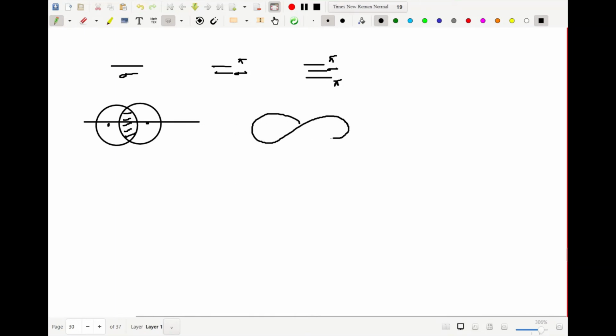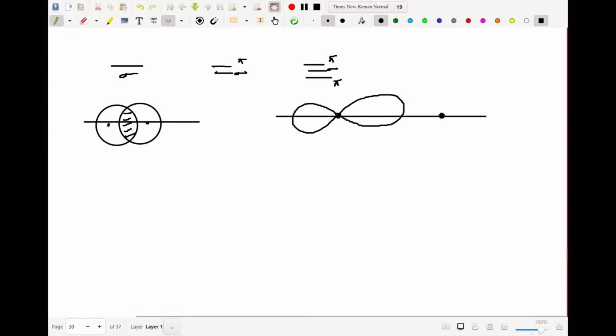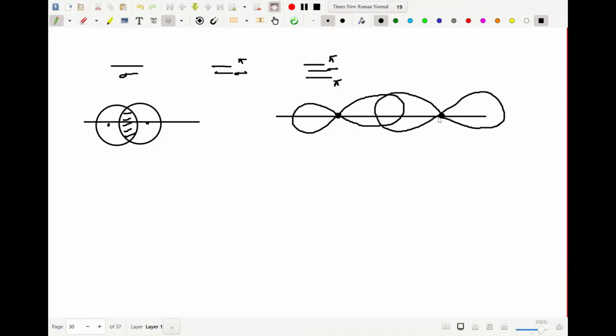Or let's say a head-on combination of two p orbitals. This is also head-on combination, or we can also say on the internuclear axis, because this axis passes through the nucleus. I'll just draw it again because it's kind of messed up. So this axis, which is passing through the nucleus of the two colliding orbitals, is called the internuclear axis. And when this overlapping happens head-on, which means on the internuclear axis, a sigma bond is formed.